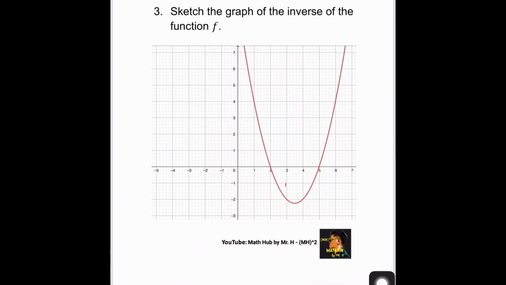All right, so question number 3 is different from the first two. Here we were given the graph of the function. And as you can see, it's a quadratic function, so it's a parabola. And this question is asking us to sketch the graph of the inverse of the function f. This actually explains the other concepts of inverse function. And how are we gonna sketch the graph?